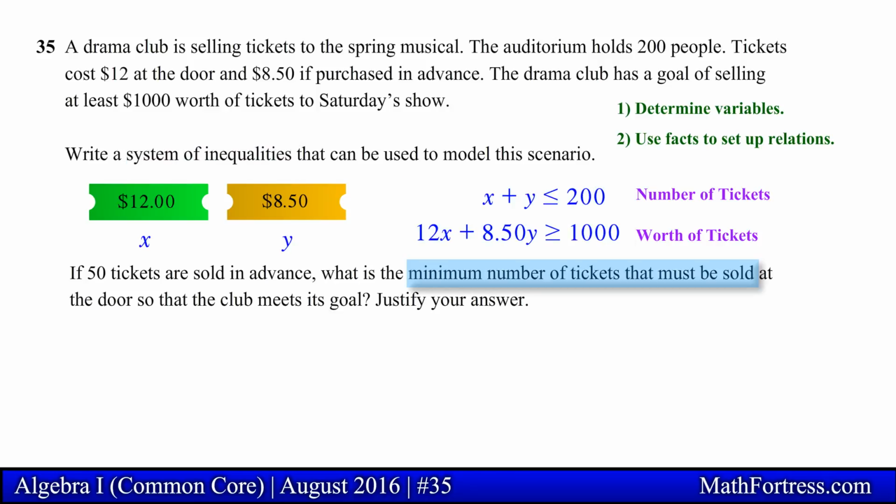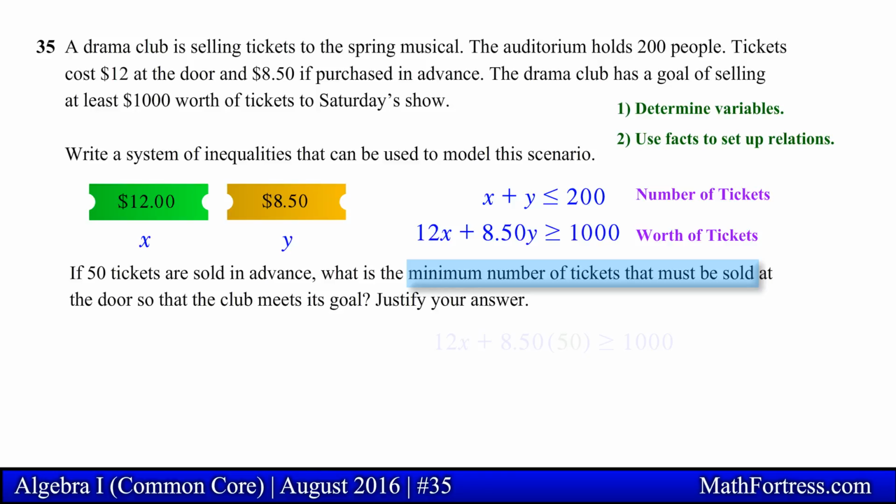Next, we need to determine the minimum number of tickets that must be sold at the door if 50 tickets were sold in advance. For this scenario, we are told that the number of tickets that cost $8.50 is equal to 50. This means that y is equal to 50. We now need to use this value along with the linear inequality that models the cost to determine the number of $12 tickets we need to meet the $1,000 fundraising goal.